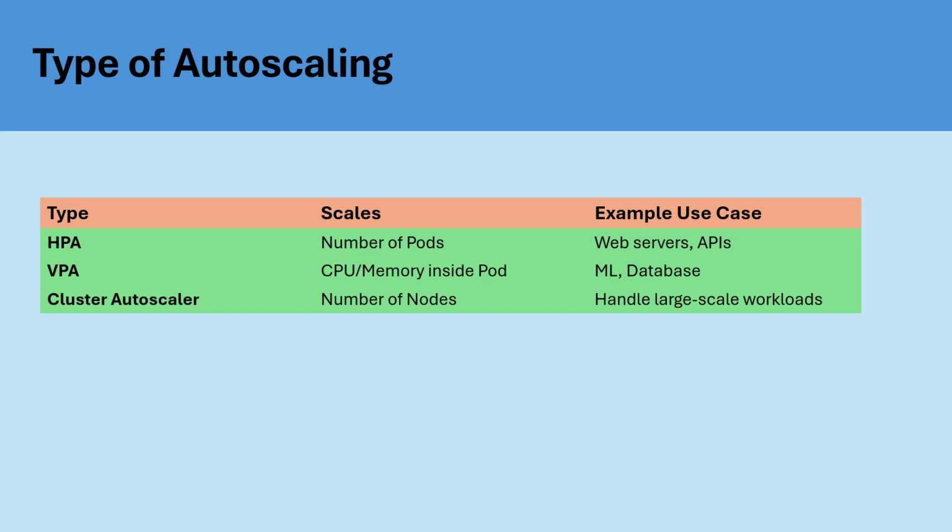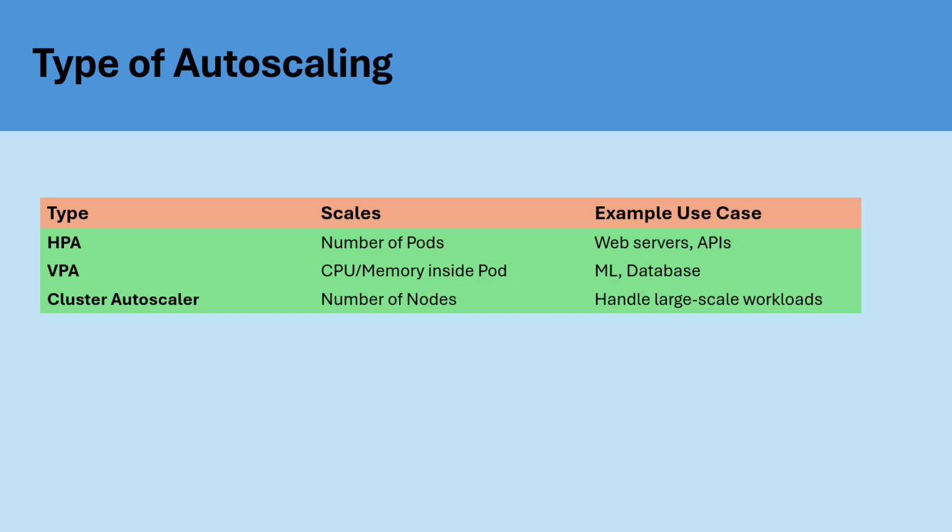So Kubernetes gives us three types of autoscaler. First is Horizontal Pod Autoscaler, which adds or removes pods. Vertical Pod Autoscaler, which adjusts CPU and memory for existing pods. And the Cluster Autoscaler, which adds or removes nodes. So in this demo, we are going to cover HPA and VPA. We will cover the Cluster Autoscaler in another video.